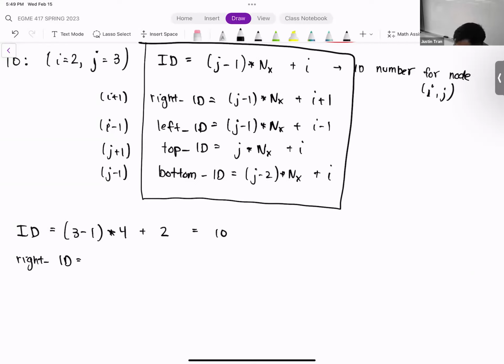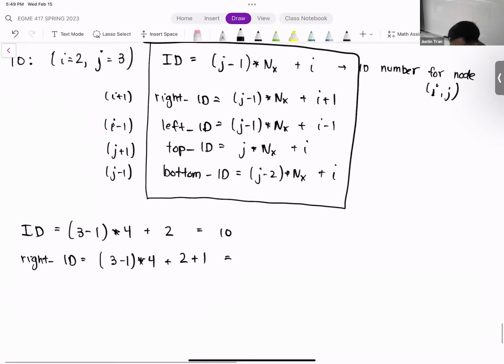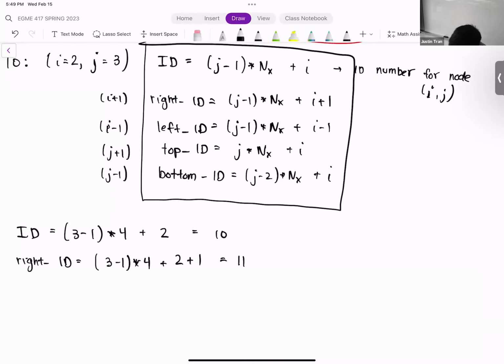All right, so let's compute the right ID. Using this formula up here, we have j minus 1. So j minus 1 is 3 minus 1 multiplied by 4 plus I, which is 2, plus 1 for the right neighbor. And so that's going to give us 11. All right, so let's do the left ID. Left ID is going to be very similar. So we have 3 minus 1 multiplied by 4 plus 2 minus 1. And so that's going to give us 9.